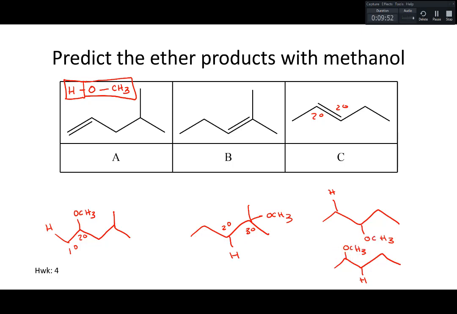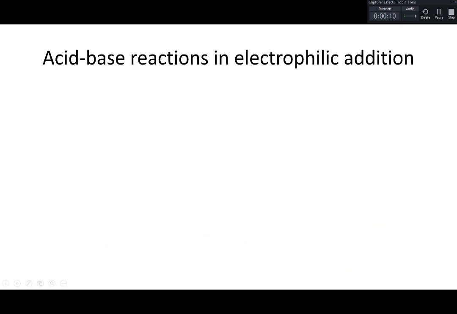All right, before we get into the details of the mechanism for the electrophilic addition reaction of alcohols and water, what I wanted to do is show you one of the detailed points that happens in these mechanisms, and it happens quite a bit.